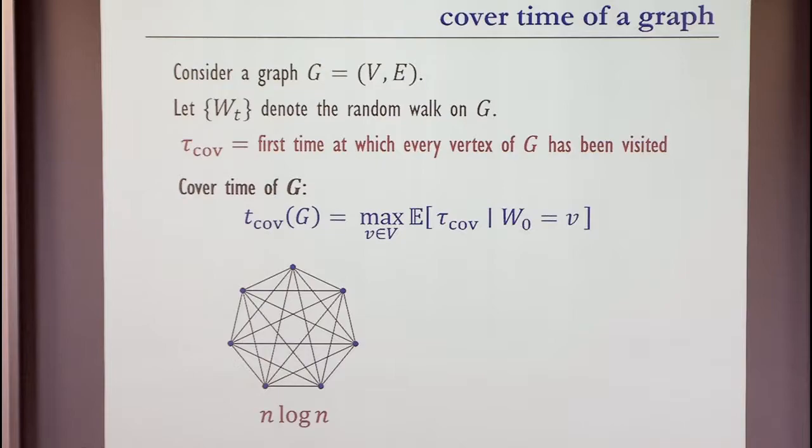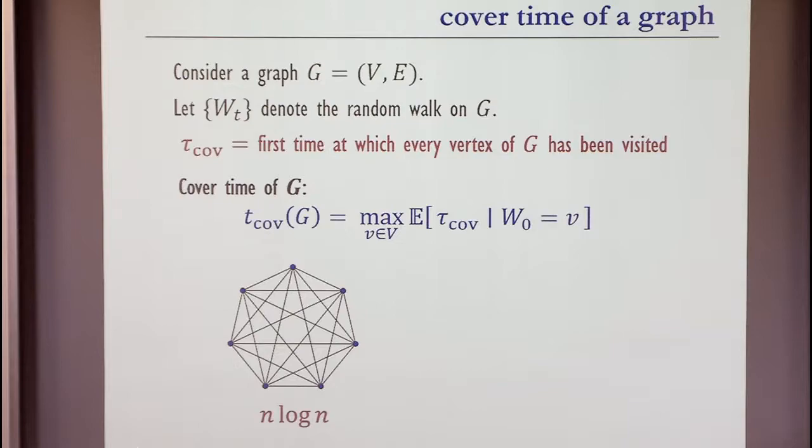But if you want to cover the graph, it takes n log n steps. This is just coupon collecting. After n steps, naively, you expect you should have seen everyone in expectation. But of course, to really get the last guy, it's very tricky to visit the last one. So you pay an extra log n to do that.